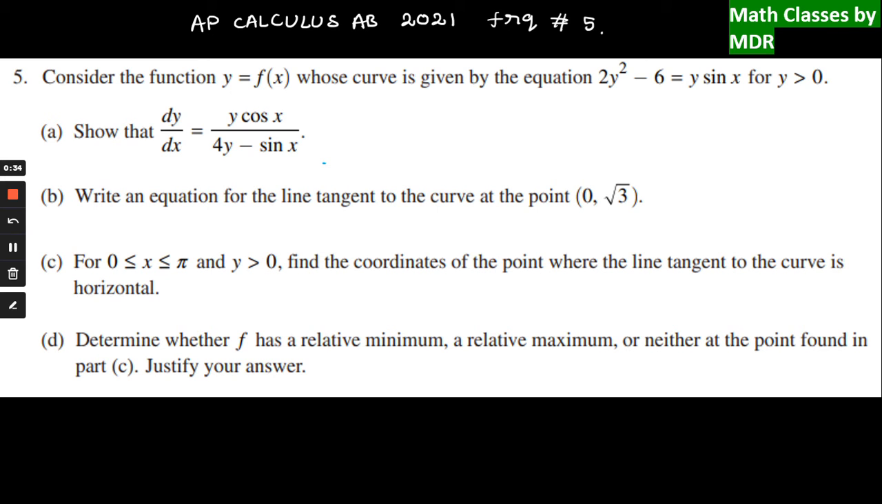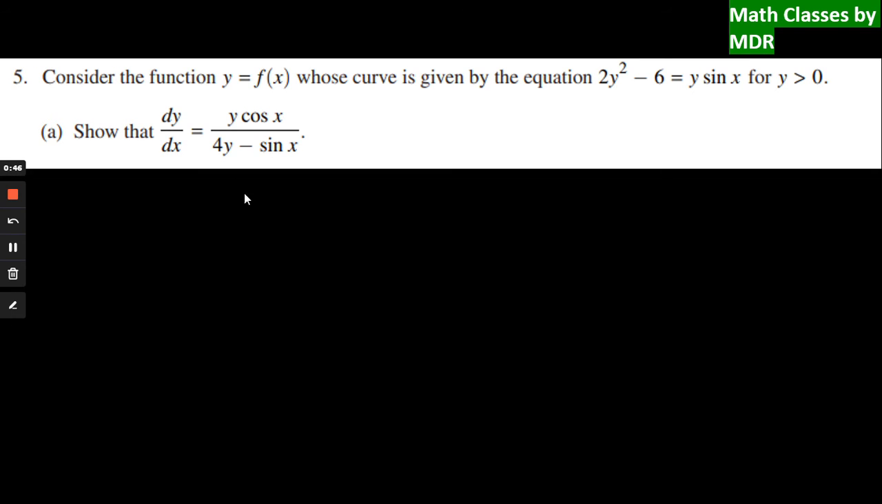Consider the function y equals f of x, whose curve is given by the equation 2y squared minus 6 equals y sin x for y greater than 0. We have four sub-questions here. So let's solve one by one. The first one, we have to show that dy by dx is equal to y cos x by 4y minus sin x.